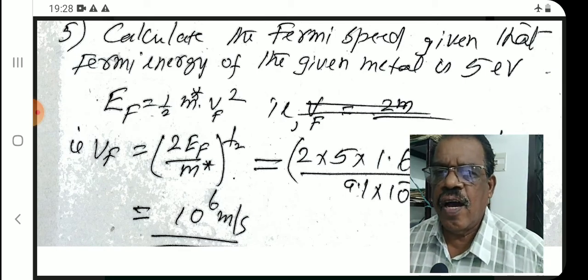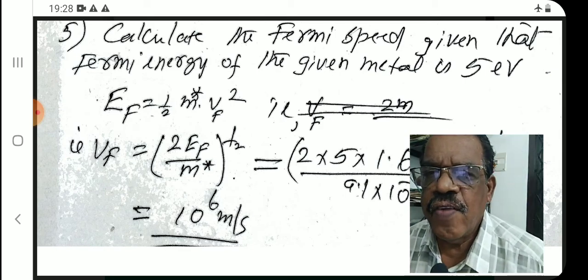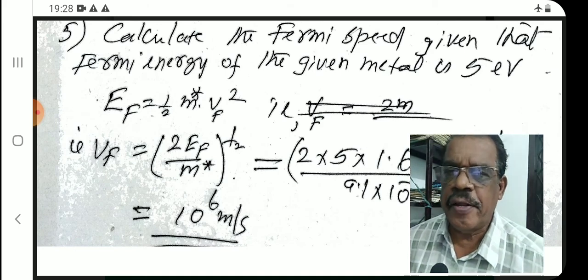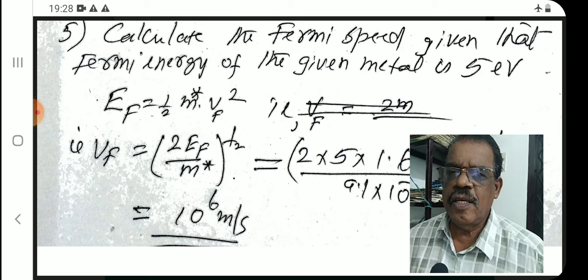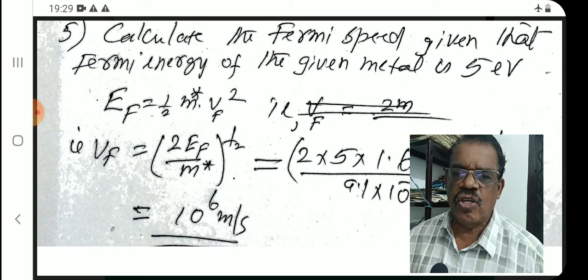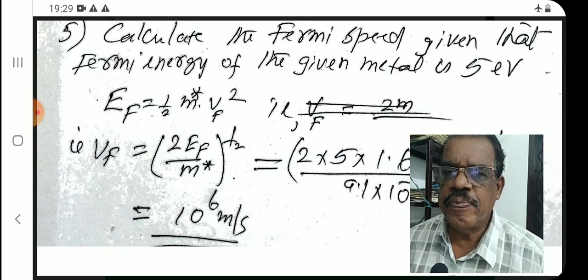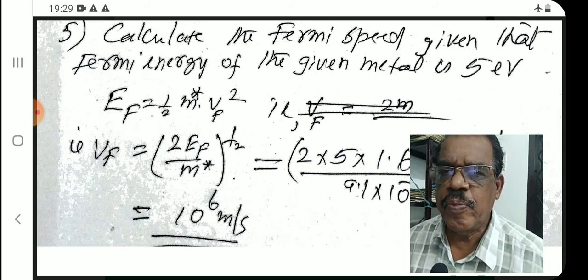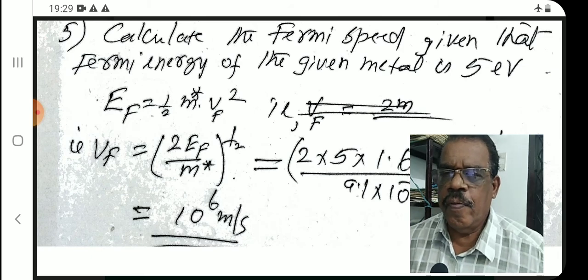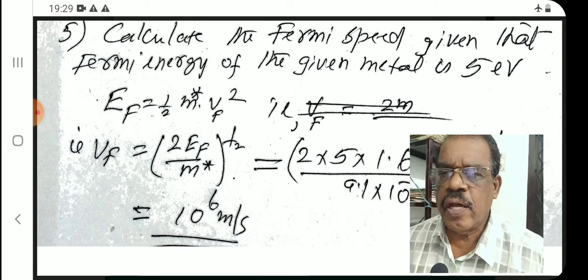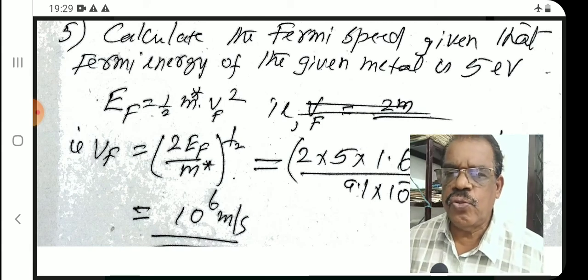That is, EF is half m VF square. VF is the Fermi speed. M star is the effective mass of the electron in the metal. The Fermi energy we can write as half M star VF square. VF is the Fermi speed. We find VF is equal to root of 2EF by M star, raised to half.